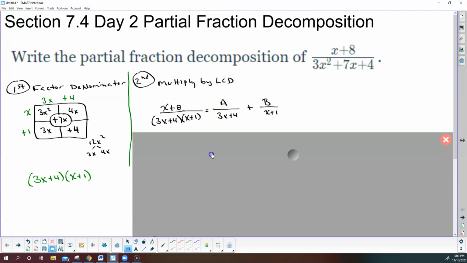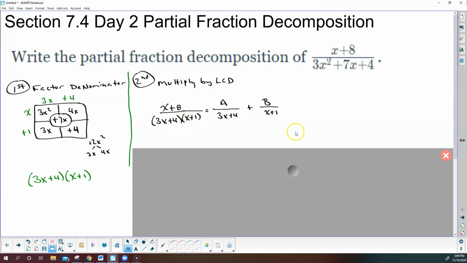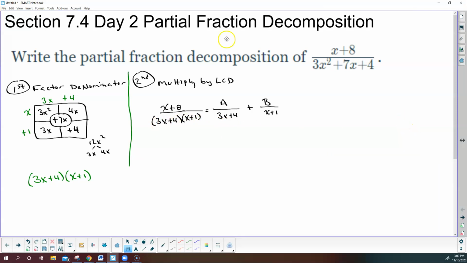The next thing we're going to do is rewrite that, and notice I just factored the bottom here. So I've got x plus 8 over the original denominator factored. And then we split that up into A over the first factor plus B over the second factor. And it doesn't really matter which factor goes where. But notice, each one of these factors are linear pieces. So we just put A up top, B up top. If it had a squared out here, we would have to change the way that we write this. We'll talk more about that on Thursday, Friday of this week.